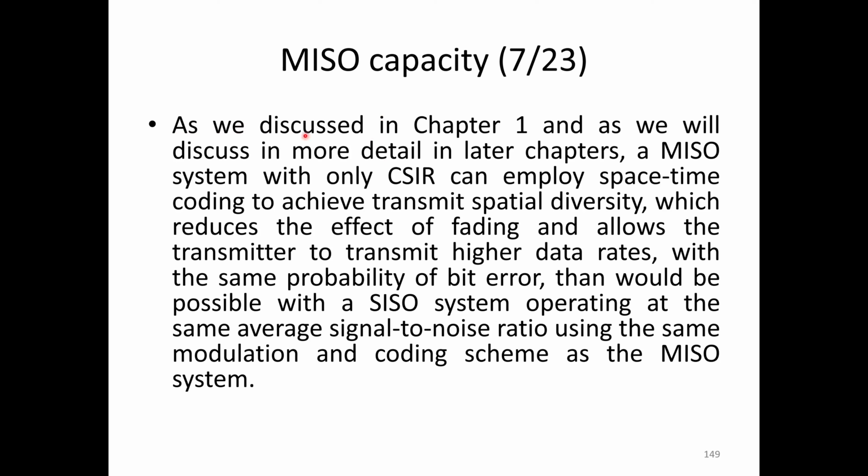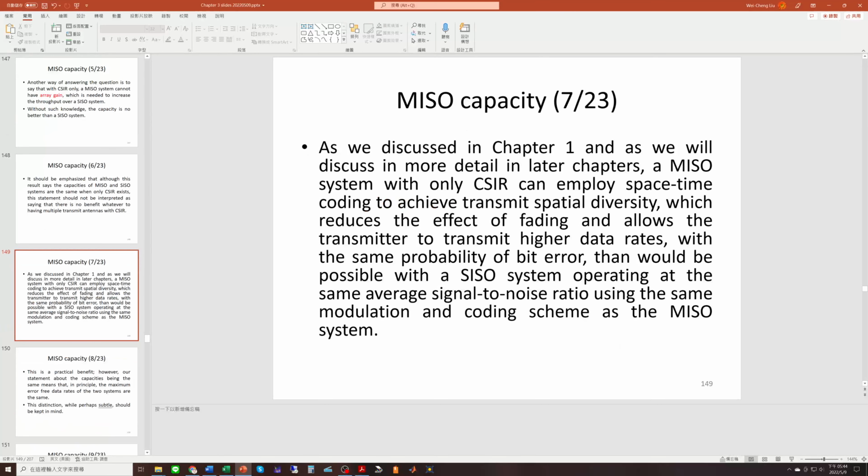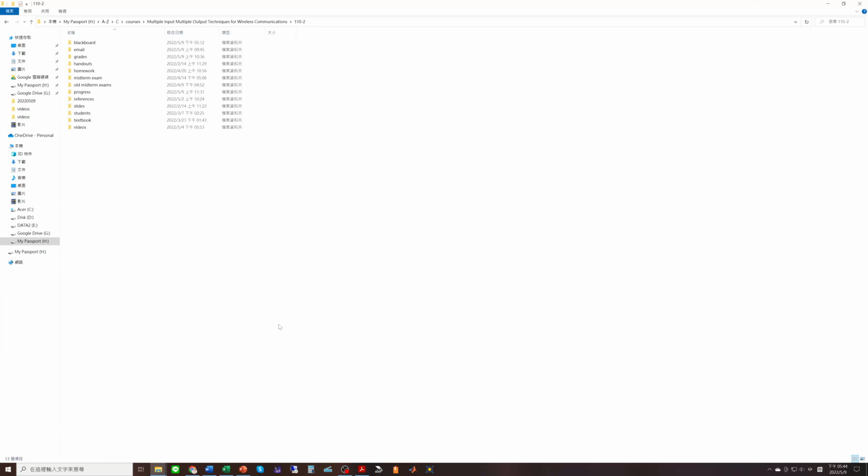As we discussed in chapter 1, and as we will discuss in more detail in later chapters, a MISO system with only CSIR can employ space-time coding to achieve transmit spatial diversity. Let us see chapter 1.